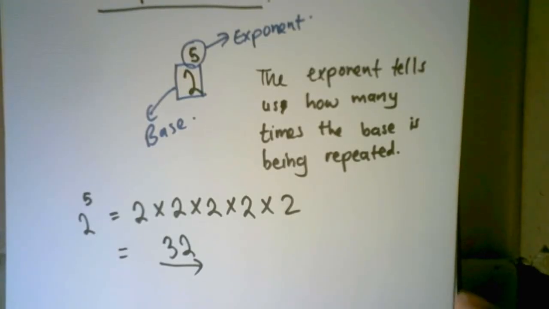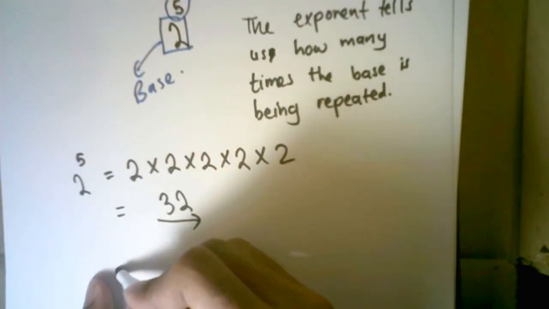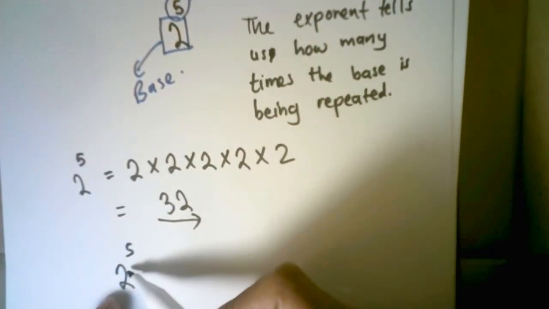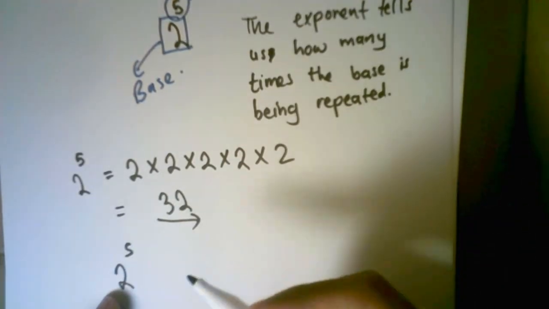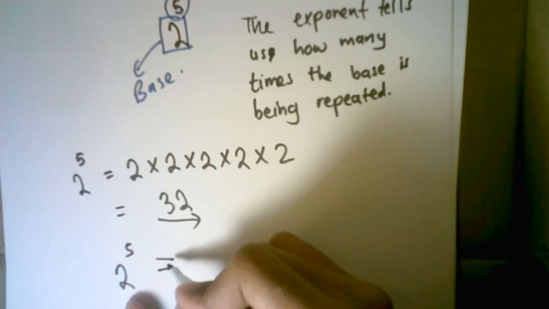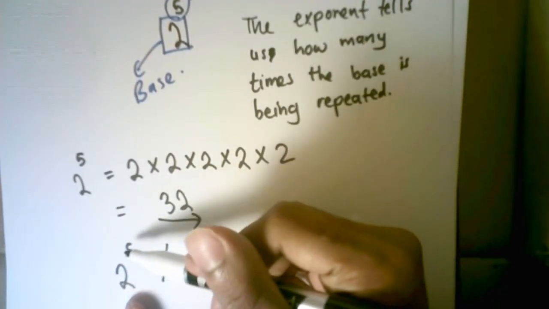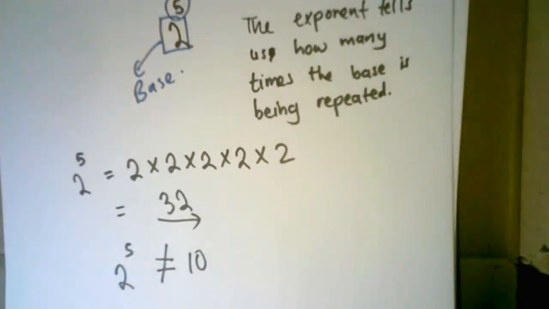What I observed while teaching is that many scholars actually do this. They say 2 raised to the power of 5, and they say 2 times 5, which is 10, and write the answer as 10. That is incorrect. 2 raised to the power of 5 is not equal to 10. You do not multiply the base by the exponent. The exponent, as I said, tells us how many times the base is being repeated.